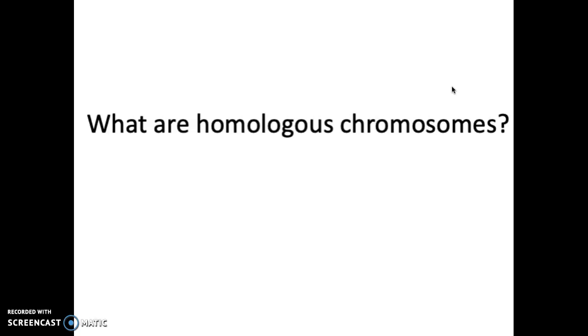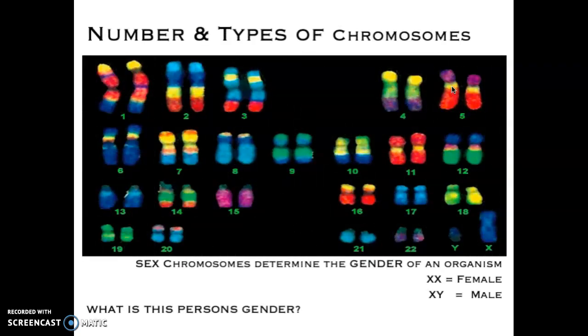That gives you a pair, and they have genes for the same traits on them. What genes are on the chromosomes? We'll spend some of this unit talking about that. Here's another picture of what is called a karyotype. It's a map of chromosomes. The question at the bottom says, what is this person's gender?